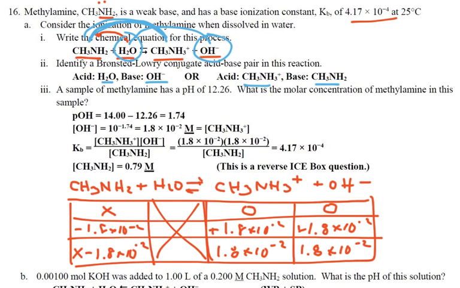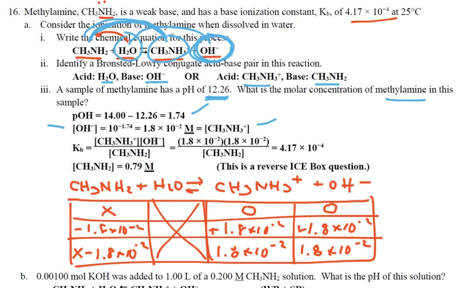Now, part 3, a sample of methylamine has a pH of 12.26. What's the molar concentration of methylamine in this sample? So the fact we're given a pH, if you're given a pH, then pretty much you can turn that into a pOH. You just did that here, subtract from 14. And if we know the pOH, we can find the OH minus concentration, and that's 10 to the negative 1.74. Okay, but we know because of our sample here that if I've made that much hydroxide, I've also made that much methylammonium. So we know both of those.